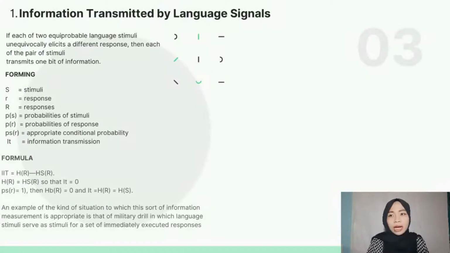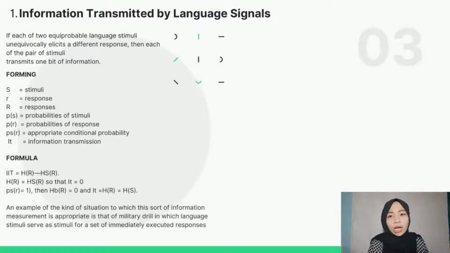An example of the kind of situation to which this sort of information measurement is appropriate is that of military drill, in which language stimuli serve as stimuli for a set of eventually executed responses. In such situations, the language stimuli serve as signals in the same manner that traffic lights or the dials on a control panel serve as signals. However, many language messages do not serve as signal stimuli in this sense, but rather serve to modify behavior to stimuli rather than being the stimuli in the message itself.